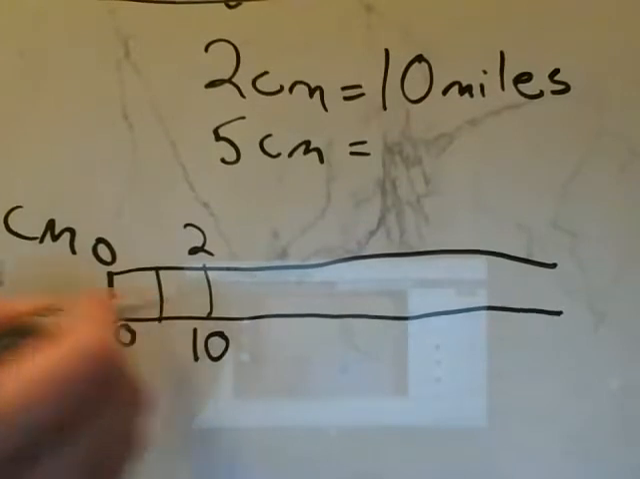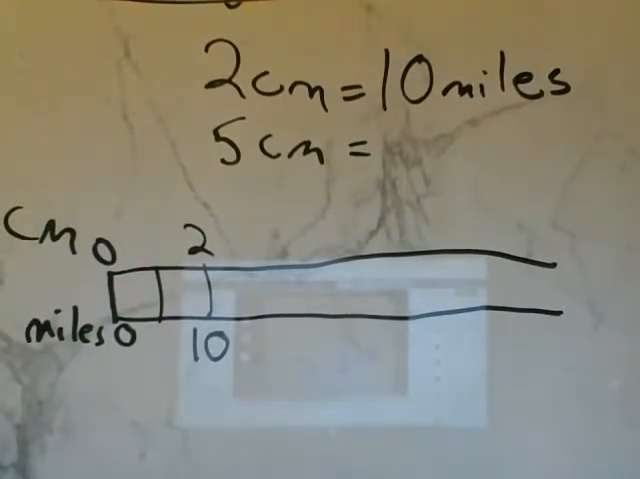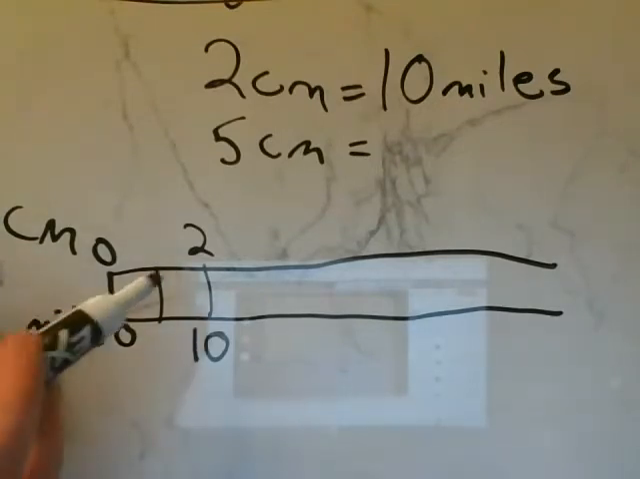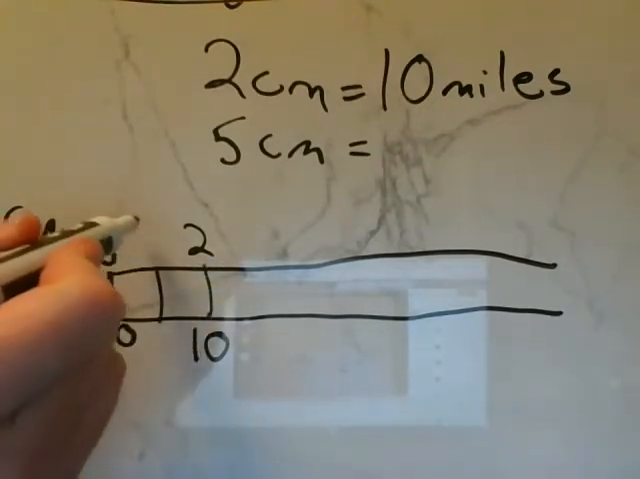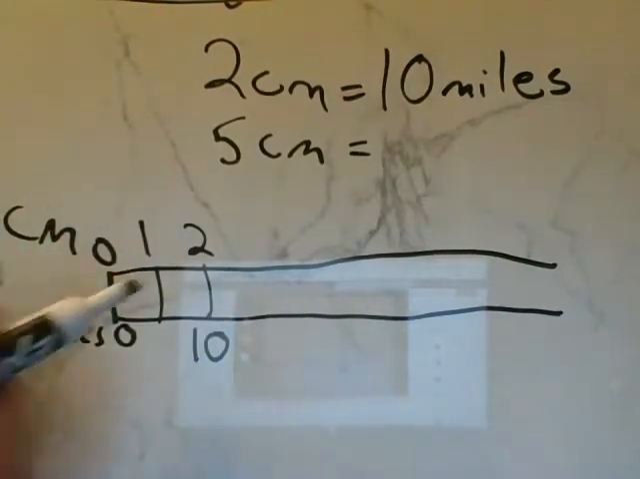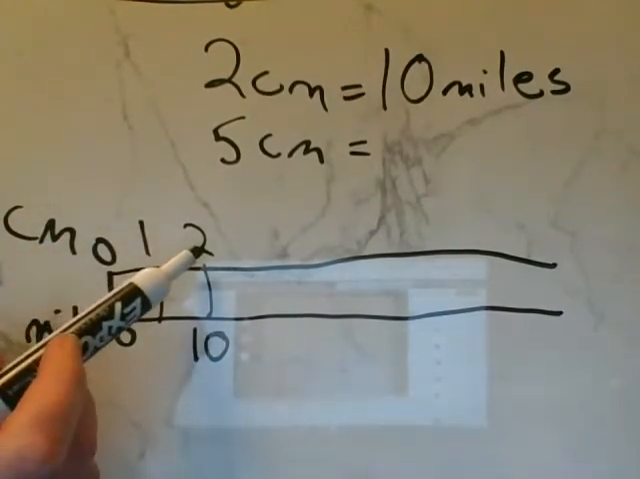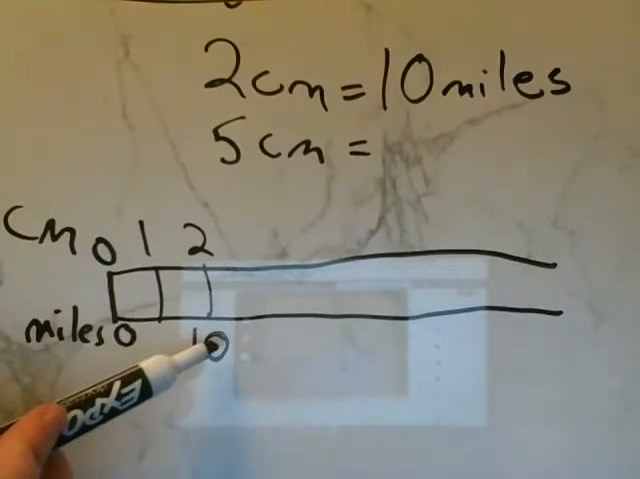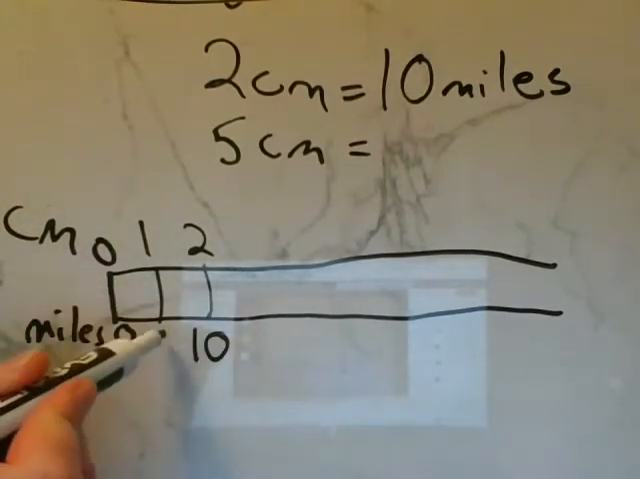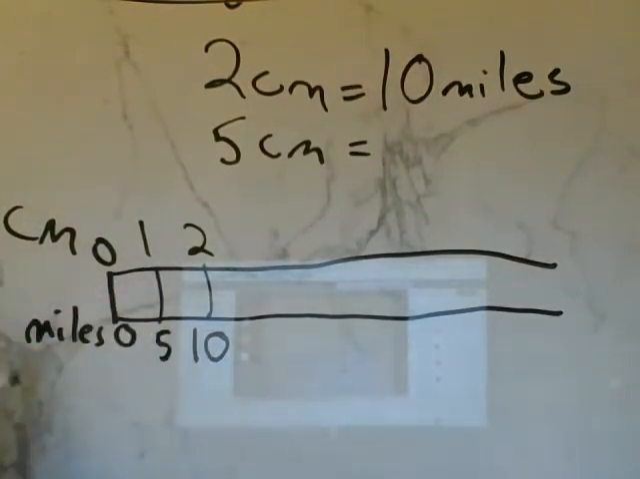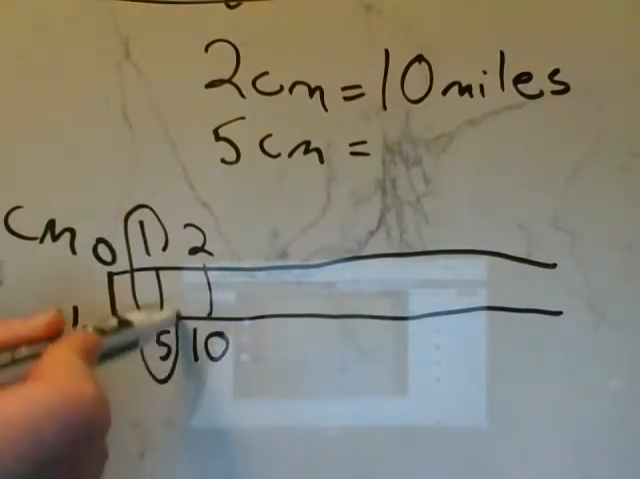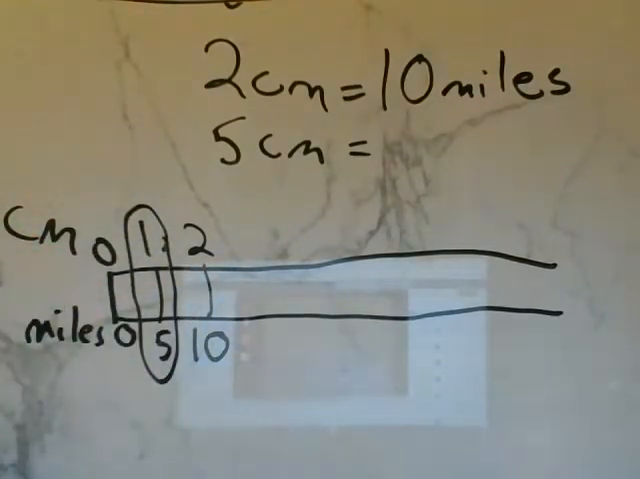What about 1 centimeter? You're going to learn about unit rate here in the next unit. That's proportional relationships. But, you know, if 2 centimeters is 10 miles, what is 1 centimeter? Well, you got to think. Half of 2 is 1. So you do the same thing here. Half of 10 would be 5. So every little centimeter is 5 miles.